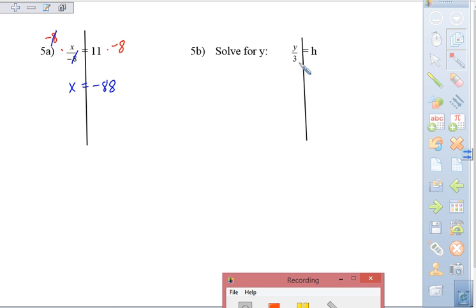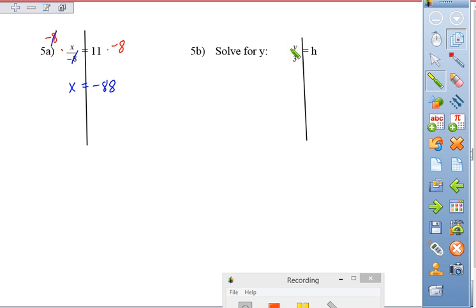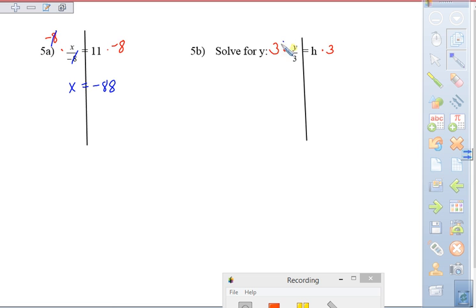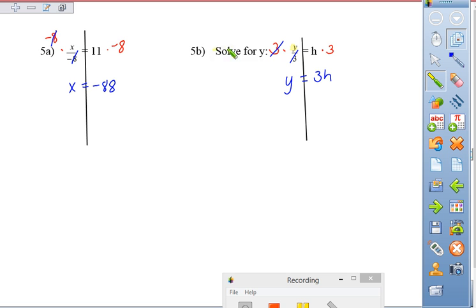5b. It says solve for y. So we need to get y by itself. I need to get rid of divides by 3. The opposite of divides by 3 is to multiply by 3. What I do to one side, I do to the other. Multiplying by 3 and dividing by 3 cancel, and I'm left with y is equal to 3h. The directions say to solve for y. Y is by itself, so we know we are done, and this is the answer.